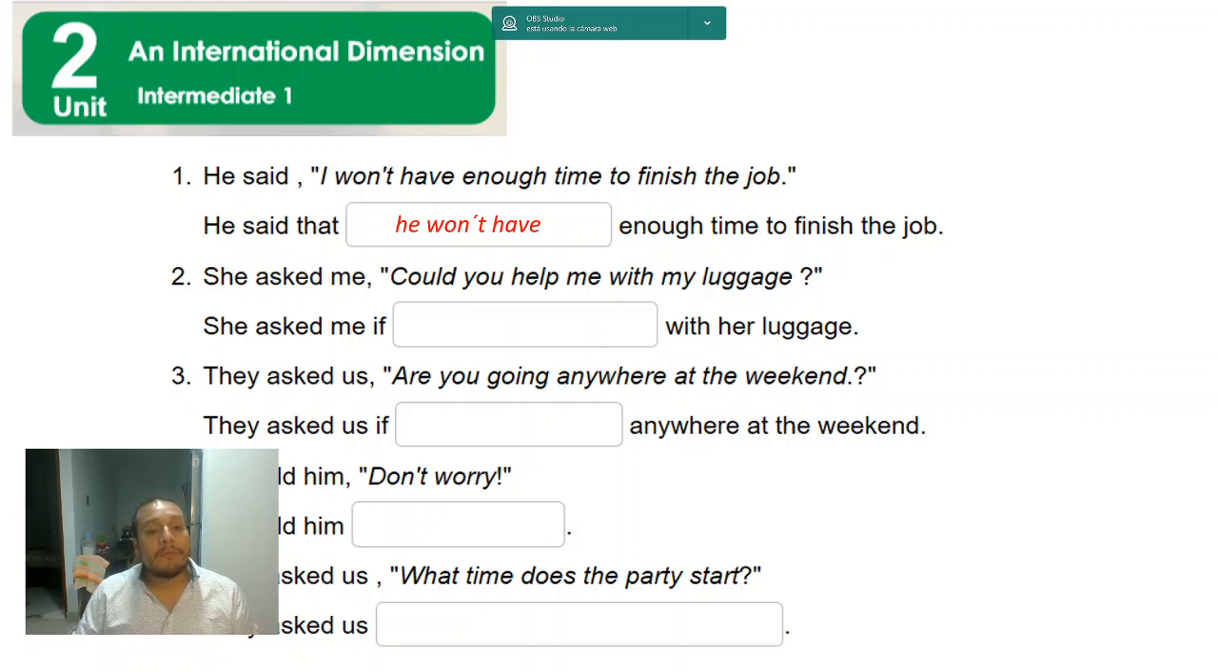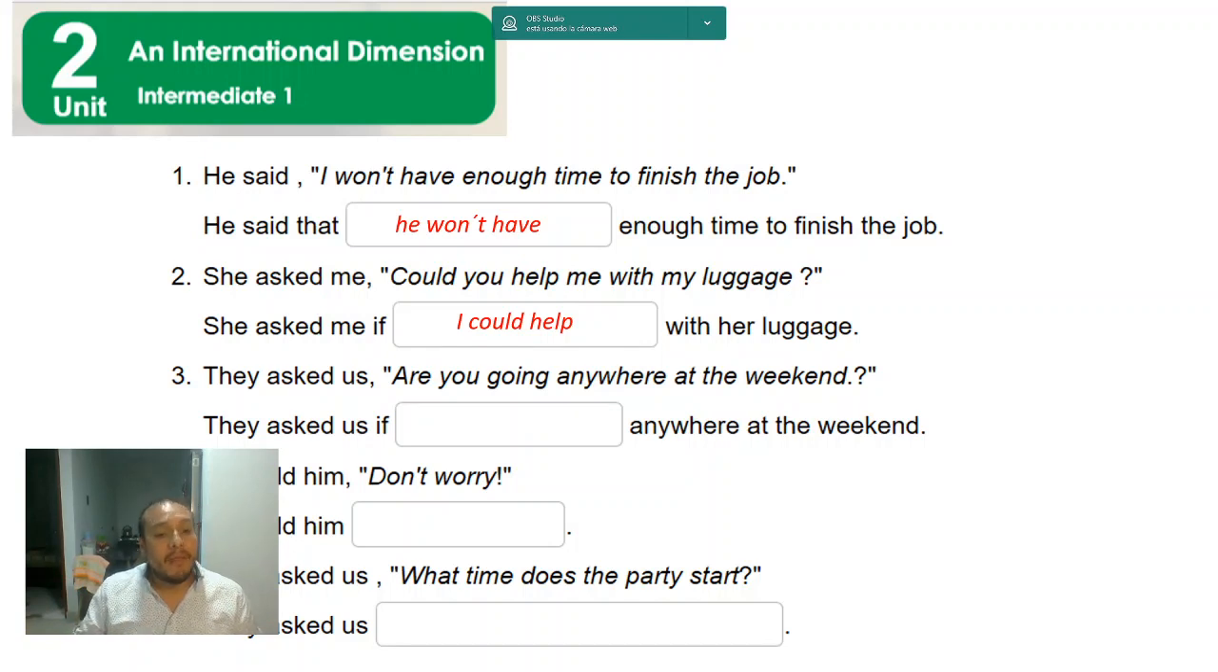Look at example number 2. She asked me, "Could you help me with my luggage?" You know, luggage is my school bag, my backpack, right? When you travel, that is my luggage. So that is the direct. So let's see the other possibility. She asked me if I could help with her luggage. You see? So both are the same.